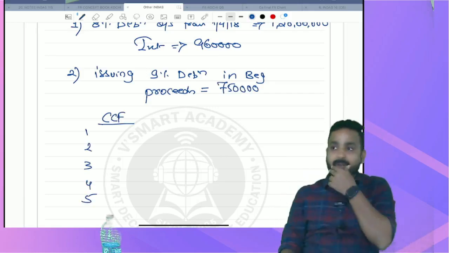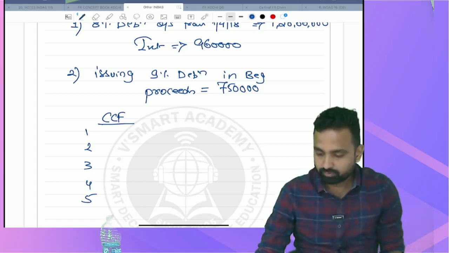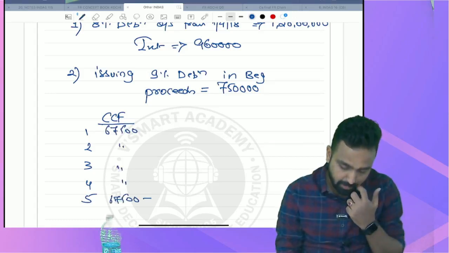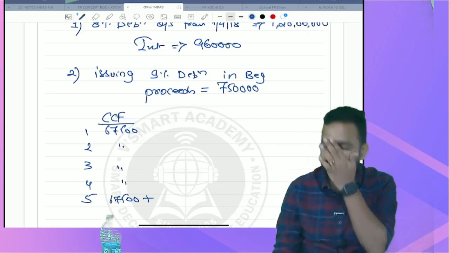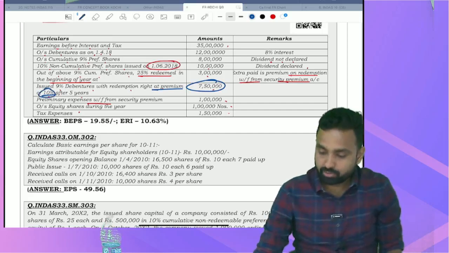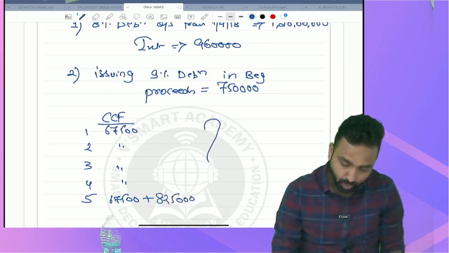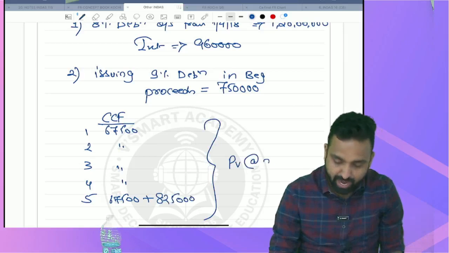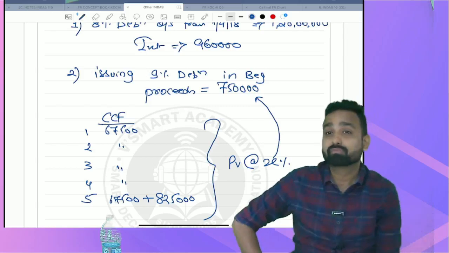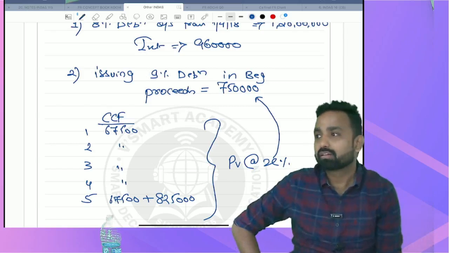What is the contractual cash flow? Every year 67,500. Then redemption. Because it is going to be redeemed at a 10% premium. 750 into 10%, 75 plus 750, that is 825. What should be the rate at which the present value equals 750? We need to calculate IRR.